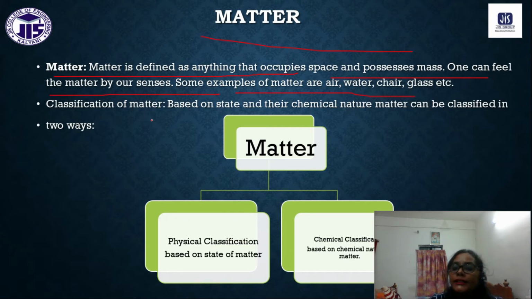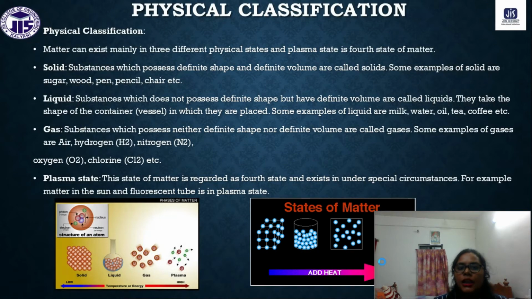Generally, matter is divided into two groups. One is physical classification, which is based on the states of matter, and the other is chemical classification of matter, which is based on the chemical nature, the chemical properties of the material. So physical classification is based on the state of the matter, and chemical classification is based on the chemical properties. This is a physical classification.